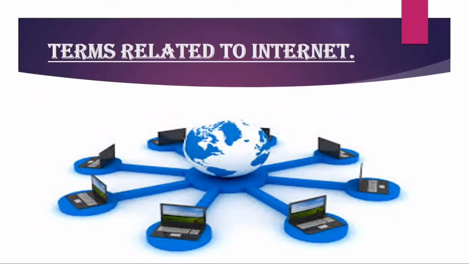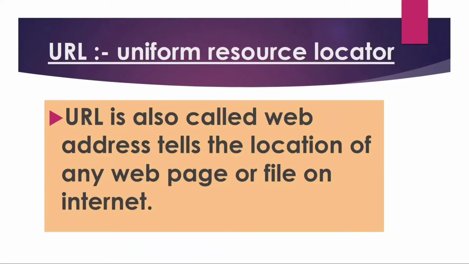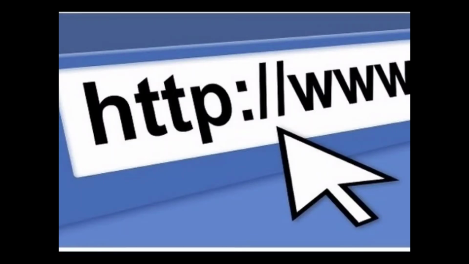In this we will learn about the different terms. The first one is URL. It's also called Uniform Resource Locator. URL is also called web address. It tells the location of any web page or file on the internet, same as our house address. If we want to go to anyone's house, we need an address. In the same way on the internet, if we want to go to another website, we need a URL address, such as www.google.com, www.youtube.com, and so on. This is the area where you write the URL after HTTP.